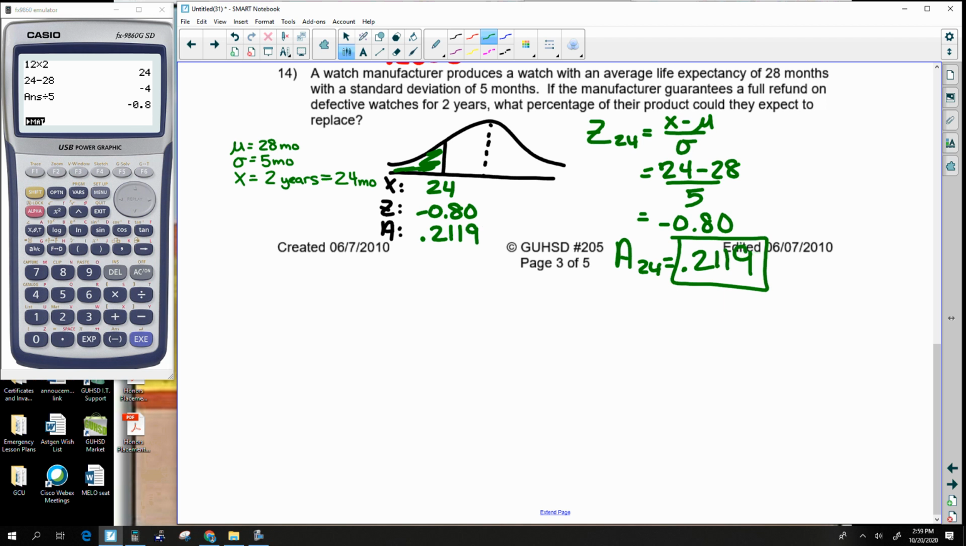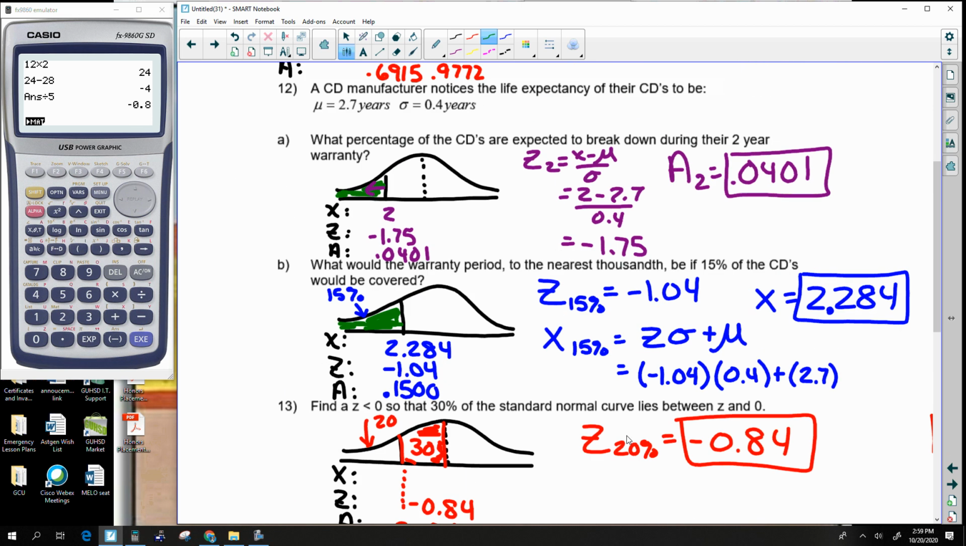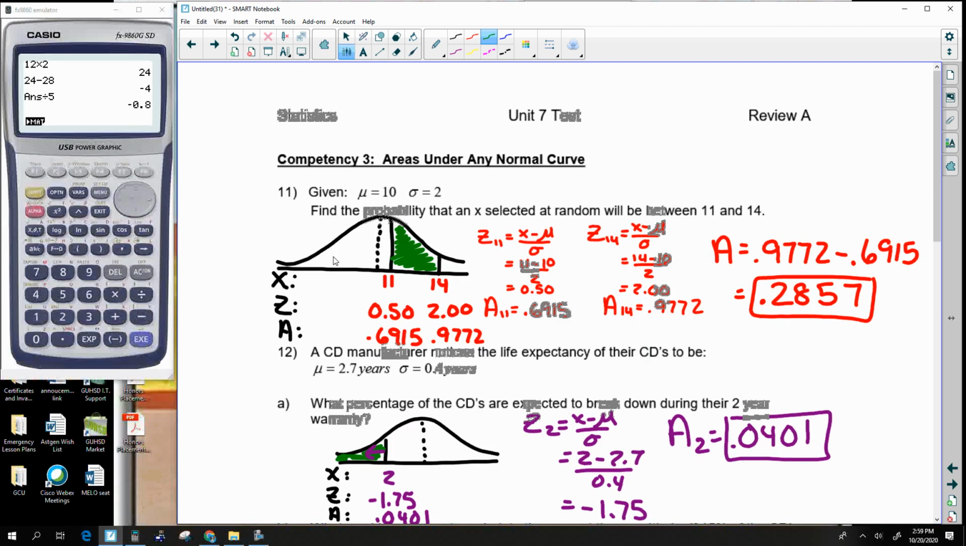Okay, so this is competencies 1 through 3. Again, I will tackle competencies 4 and 5 in the next video. So stand by on that. That is it.